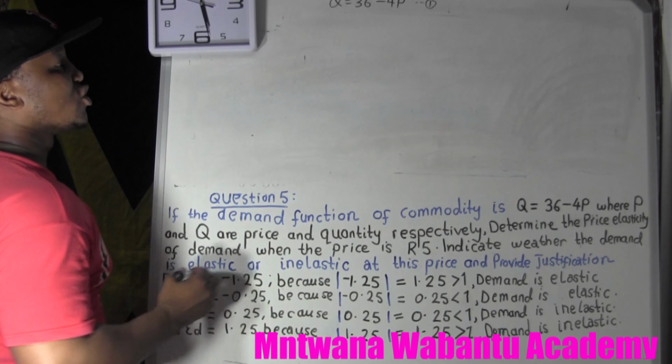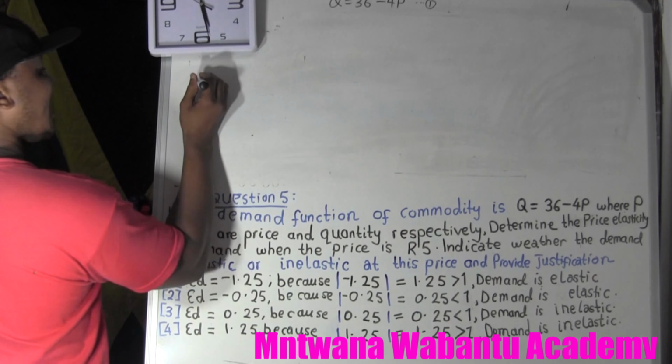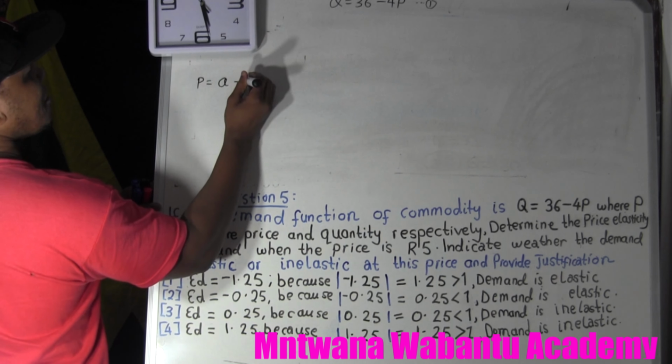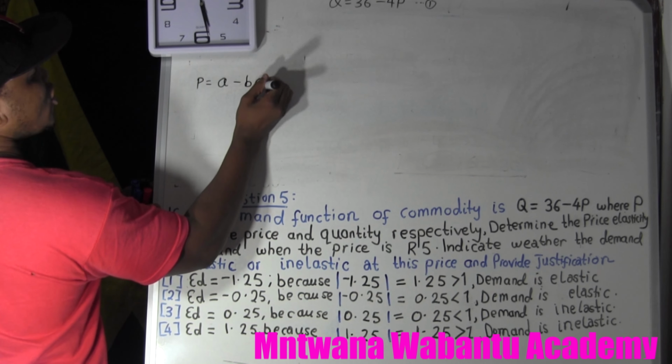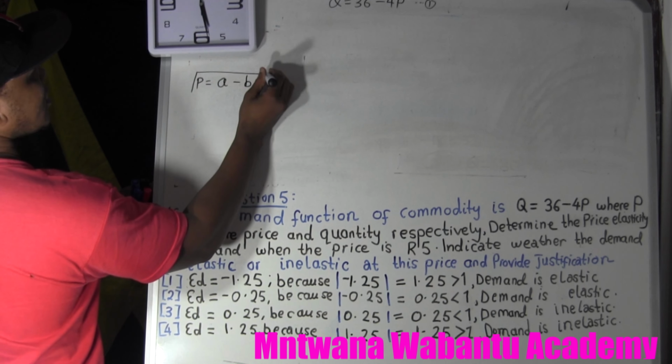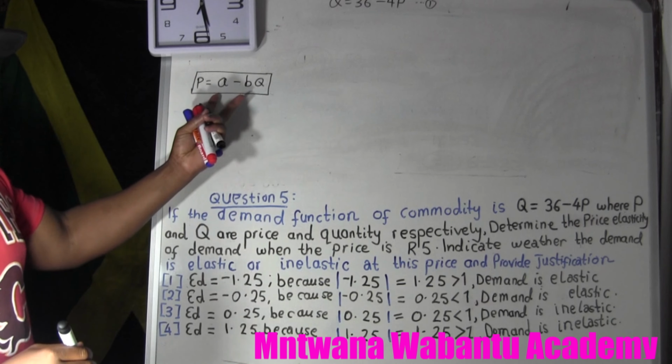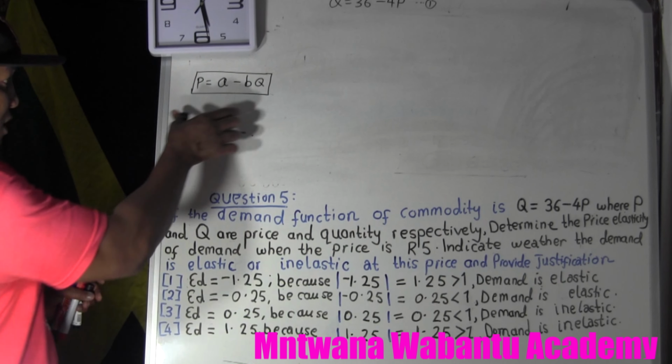Let me rearrange. It always has to be in this form. Let me write here: it has to be P equal to A minus BQ. So this is the standard equation of a demand function. So I'm going to rearrange in this form.